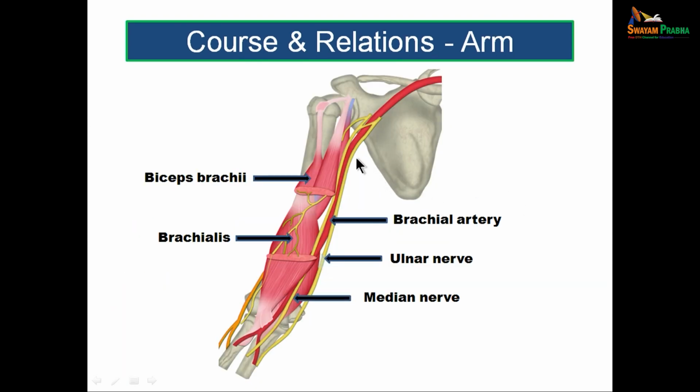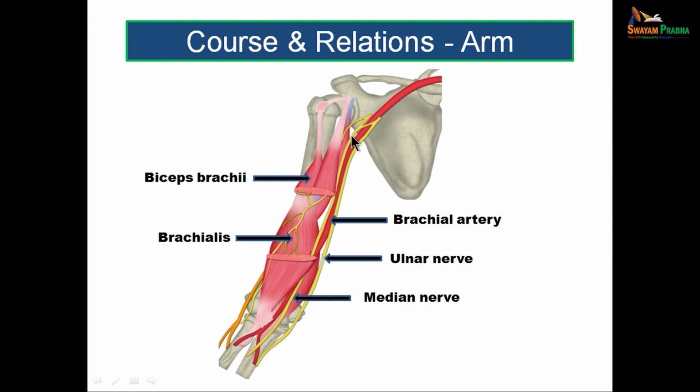In the arm, you find the median nerve lying lateral to the brachial artery, which is the continuation of the axillary artery, up to the middle 1/3 of the arm. And this point of reference, the middle 1/3 of the arm, is the same area where coracobrachialis muscle is going to get inserted. So, certain changes take place at the level of coracobrachialis insertion. One such structure changing its direction is the median nerve.